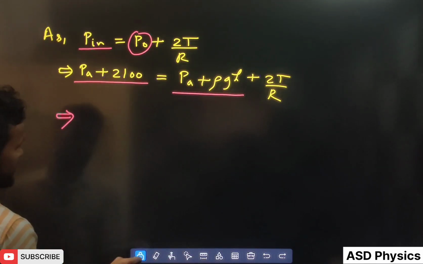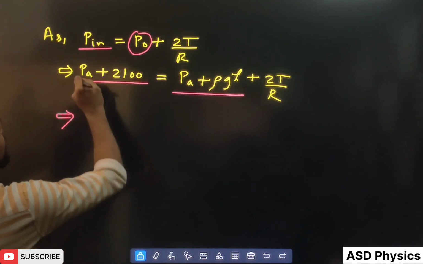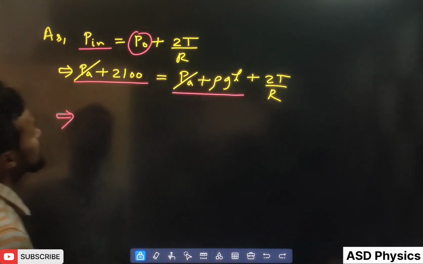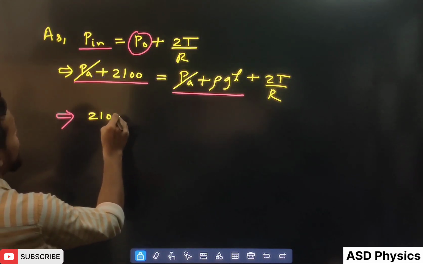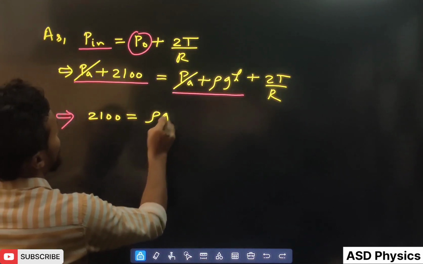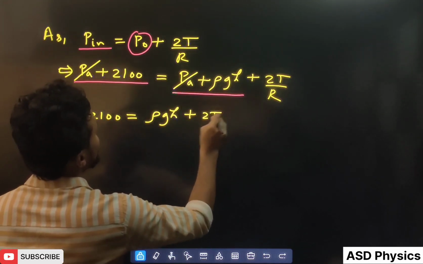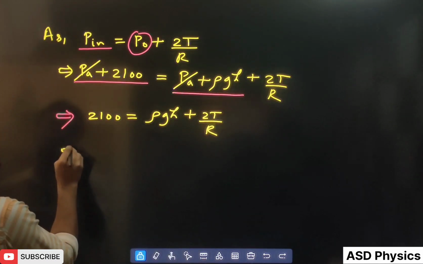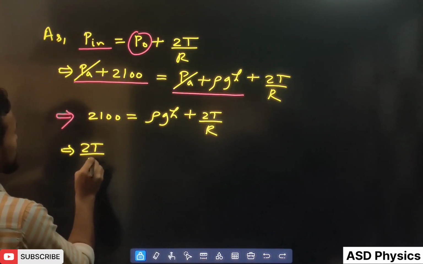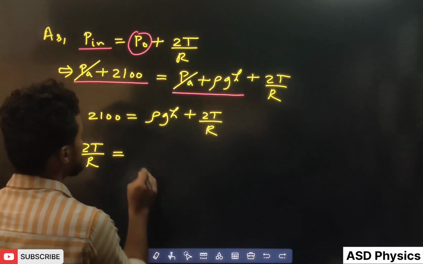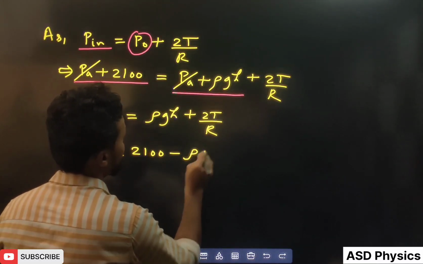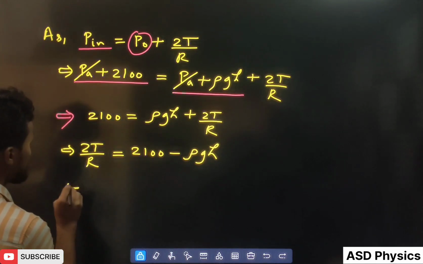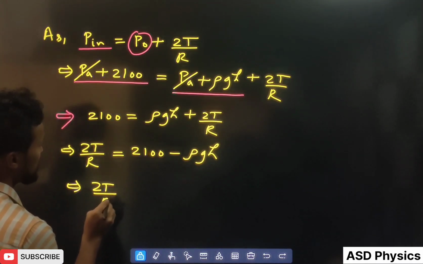Now what will happen, students? Both sides, this PA and this PA will cancel. So we can write 2100 is equal to rho GH plus 2T by R. Now if I write the 2T by R, it will become 2100 minus rho GH. Now only the calculation is left.